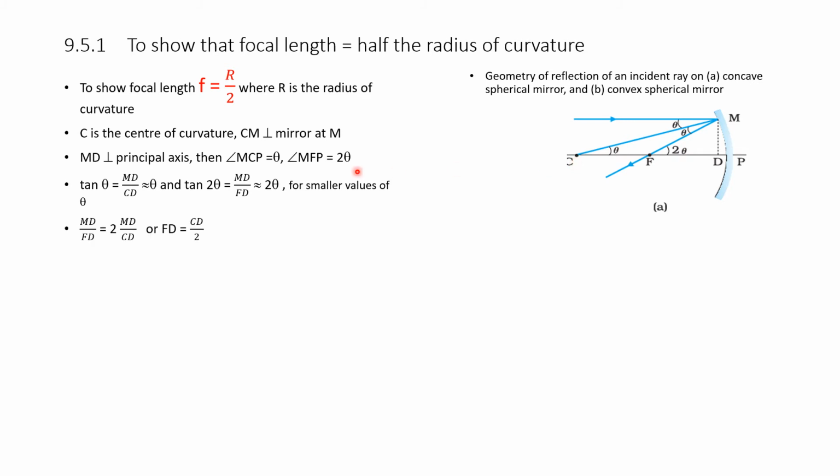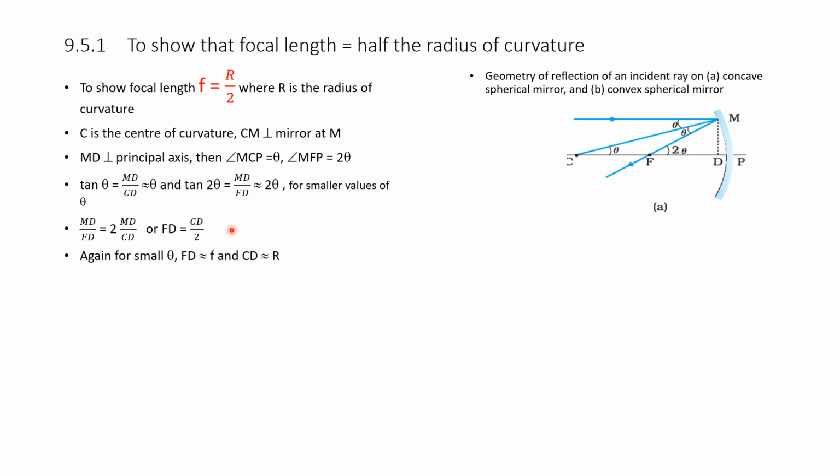Therefore, md by fd is equal to 2 times theta. Theta is equal to md by cd. Here we substitute this straight away: fd is equal to md cancelled, fd is equal to cd by 2. Rearranging, we take it to the right hand side numerator, cd goes to the numerator, and the number 2 comes down. Therefore, fd is equal to cd by 2.